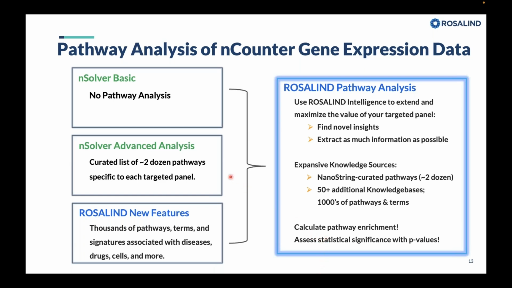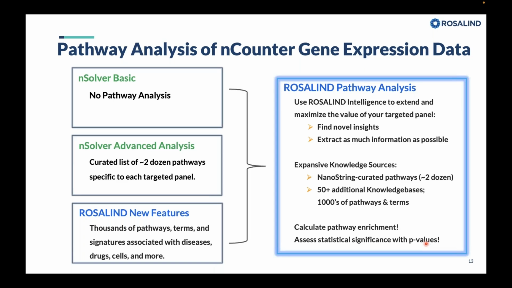But previously in advanced analysis, there were no p-values associated with any of the pathways because you weren't performing enrichment or any type of statistics. So now in Rosalind, you can get these p-values, which have been a long request by NSolver customers or nCounter customers. So you can now get p-values for your pathway analysis. So let's take a look at what some of the pathway analysis might look like.